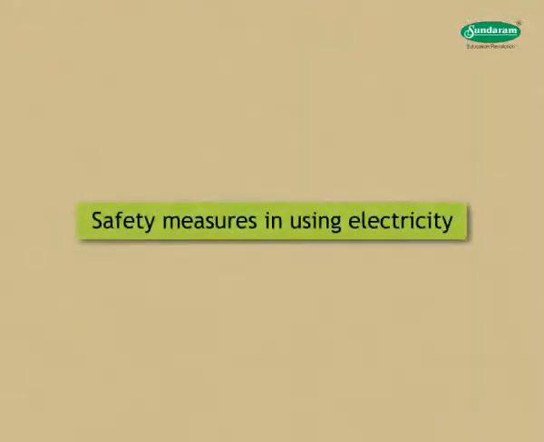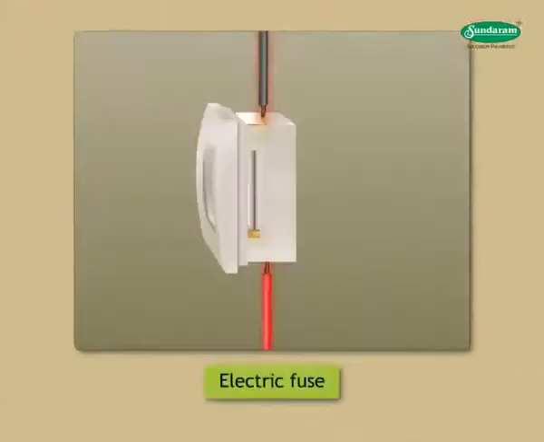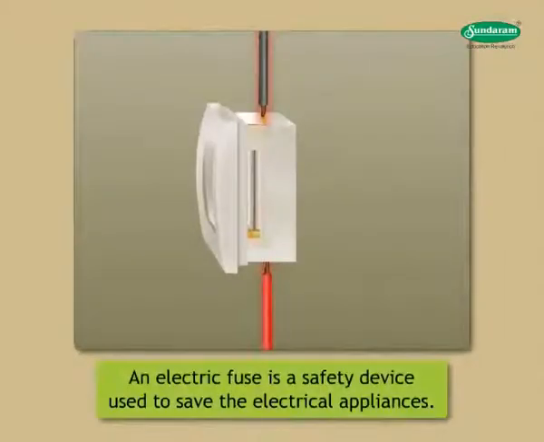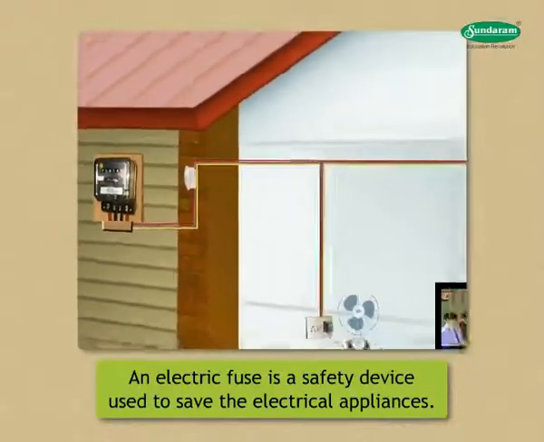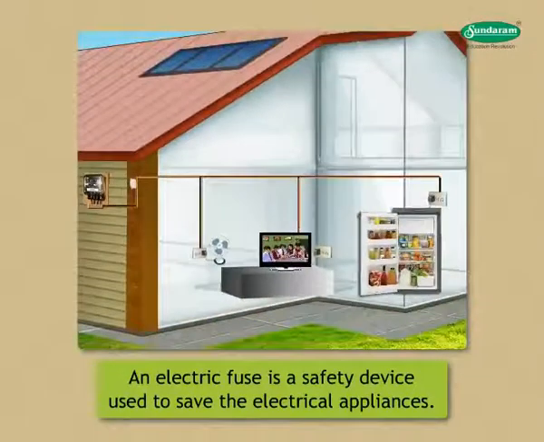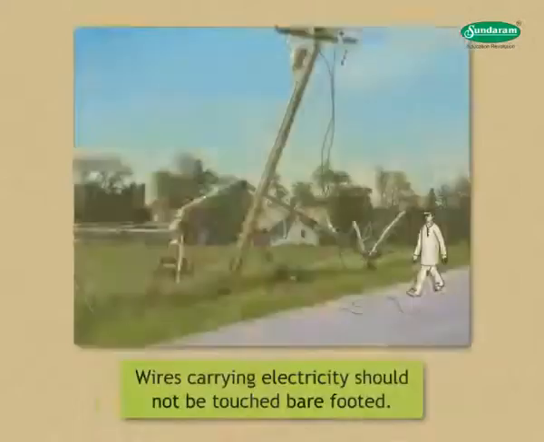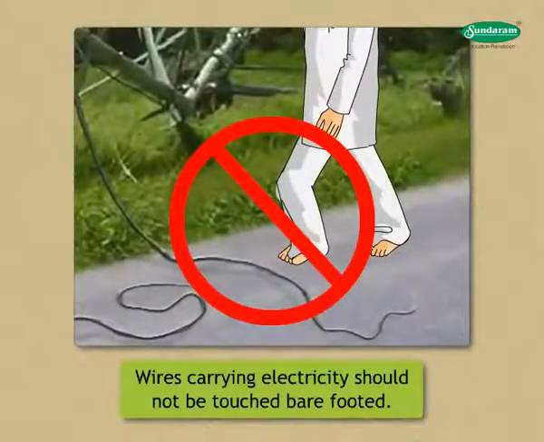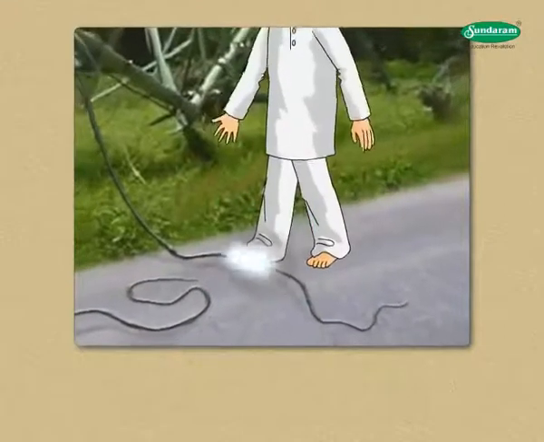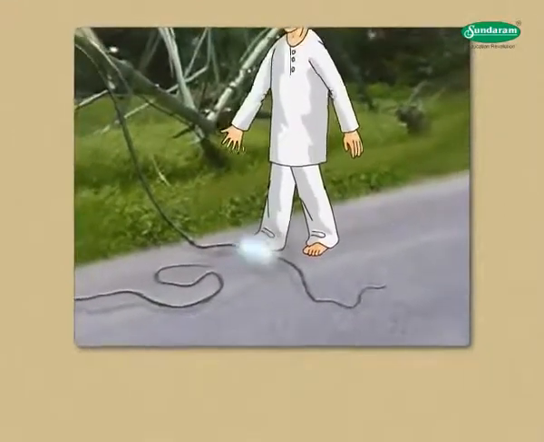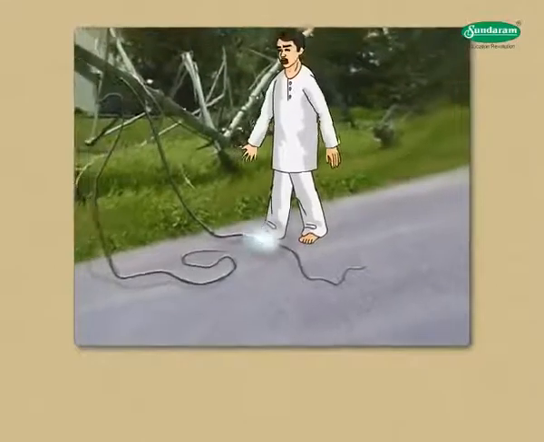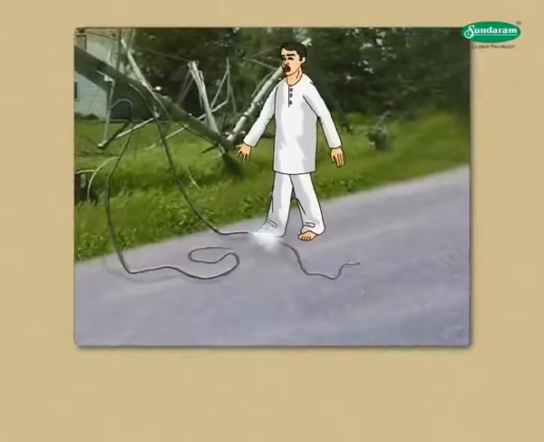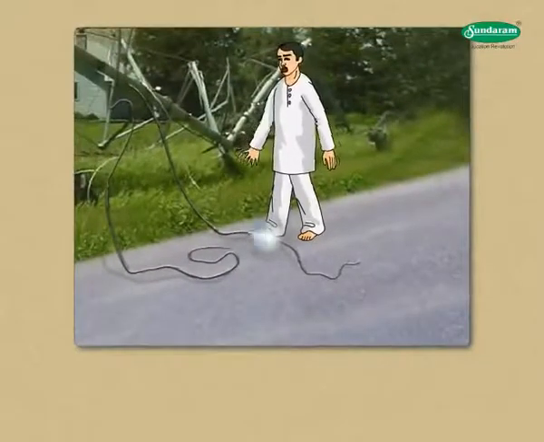What are the safety measures to be taken in using electricity? Electric fuse. An electric fuse is a safety device used to save the electrical appliances. Wires carrying electricity should not be touched barefooted. If we touch the wire barefoot, a large current may pass through our body, so we may receive severe shock. This shock may sometimes cause death.